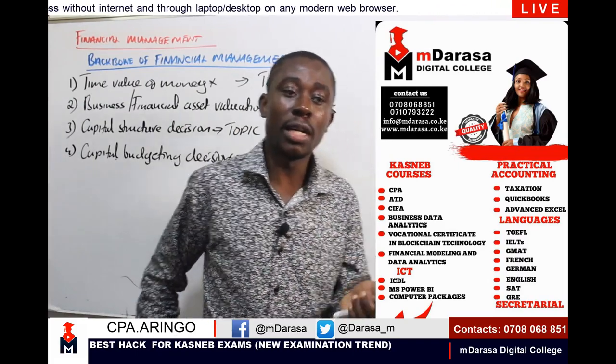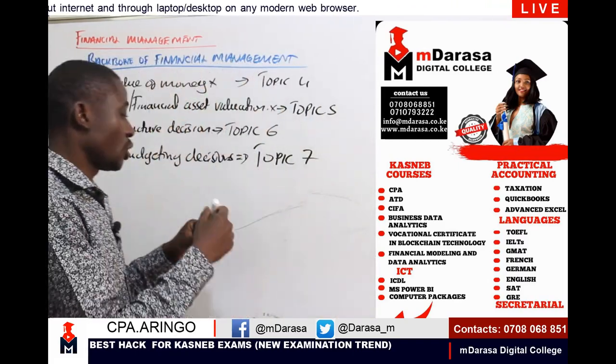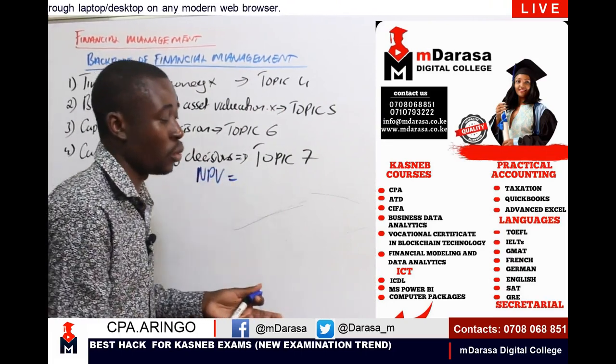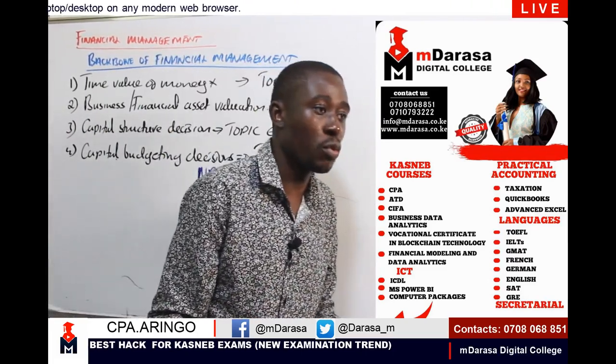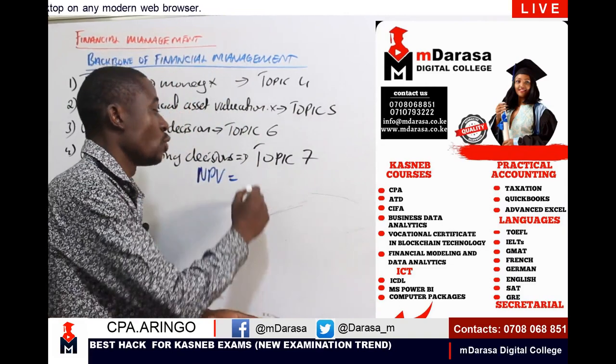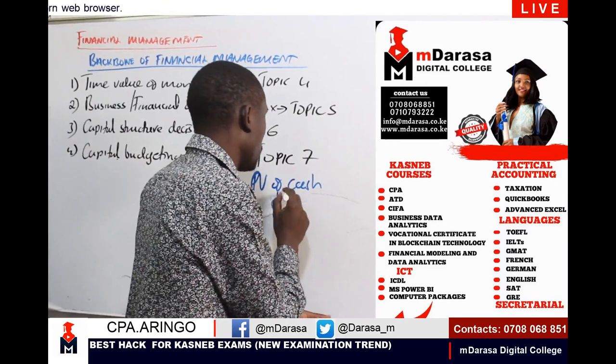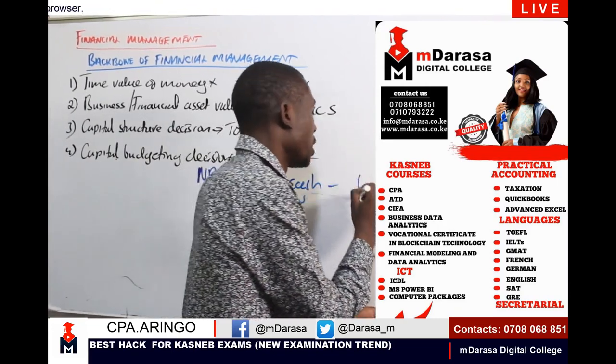Imagine you are handling a capital budgeting decision. You are required to work out NPV, net present value. At this point, you know very well that net present value should have the present value of cash flows, present value of cash flows, less your initial outlay.